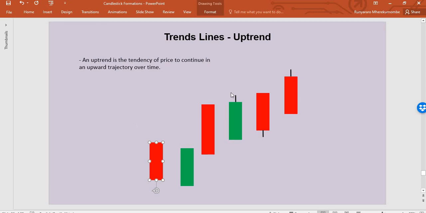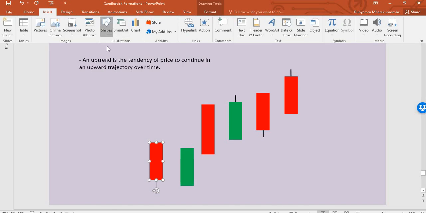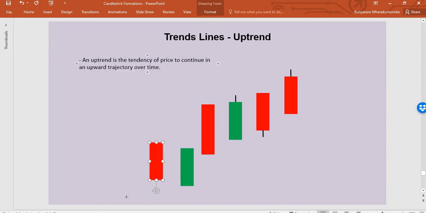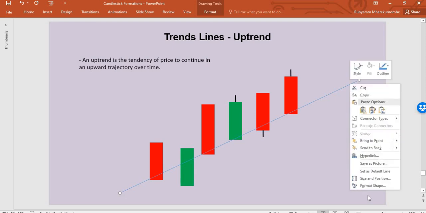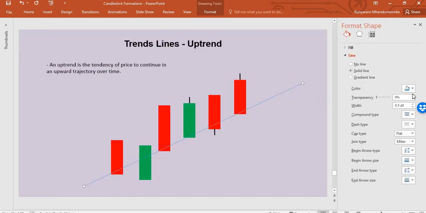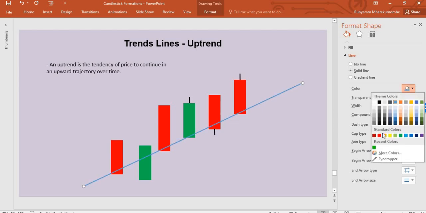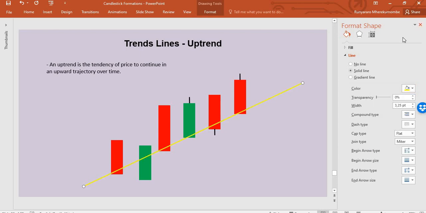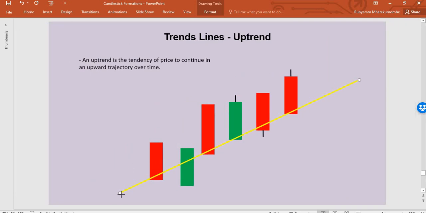So in this case, we are looking at this chart, and I'm going to draw a trend line. I'm going to begin from this end, and I'm going to draw an imaginary line. Let me change the color so that it can be more visible. Okay, that's visible enough.